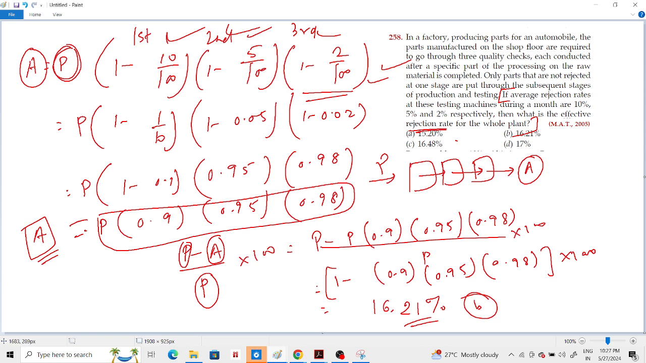I need to find out what is the effective rejection rate. Effective rejection rate means A is how much percentage less than P. Here 3 percentages are given. I need to find that one single percentage by which A is less than P. P is the number of articles that were inserted, A is the number of articles that are passed. So the difference between these two is the rejection. So (P minus A) by P into 100%, that is going to give me 16.21. This calculation is quite long, we have to do it.